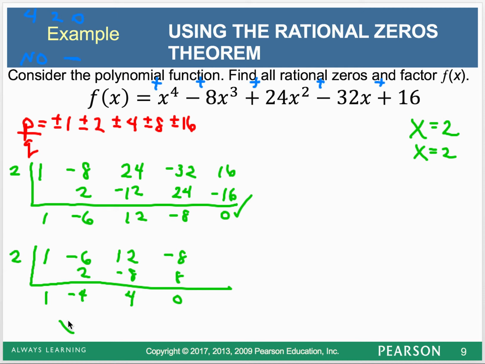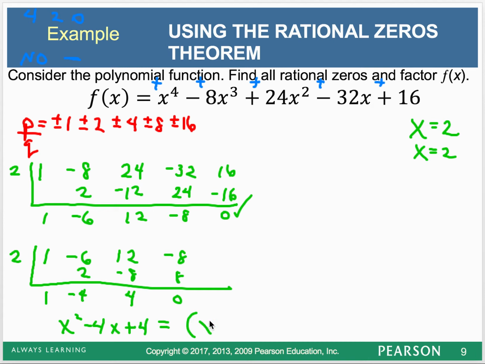And then that makes this x squared minus 4x plus 4. And hey, if we're good at factoring, this is a perfect square trinomial. This is x minus 2 all squared. Hey, which means all 4 of my solutions are 2. It's a good thing we didn't move on to 4. We would have never found another solution, right?